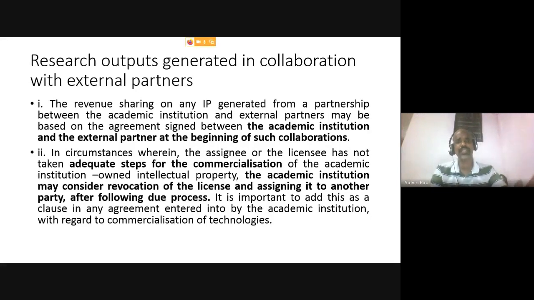Certain times the licensee has not taken adequate steps for commercialization. For example, an academic institution has a patent right on a particular invention, and you have given a license to an industry, but that industry is not taking steps for commercialization or for turning such invention into a benefit for society. In that context, the academic institution can reconsider or revoke the license, and such issues can be taken up under due process and the laws available in India. Commercialization of technologies and inventions is very important.